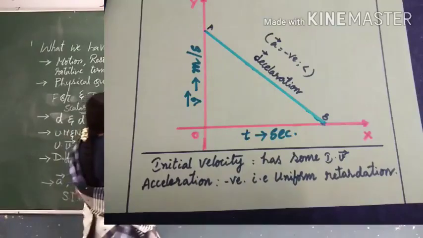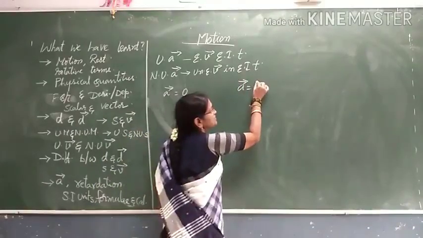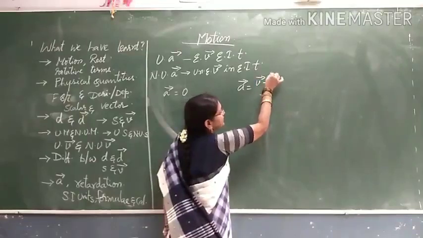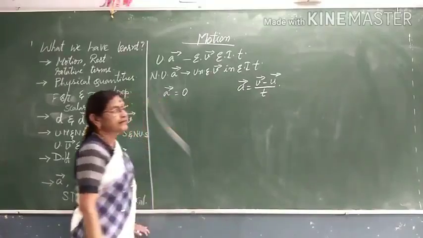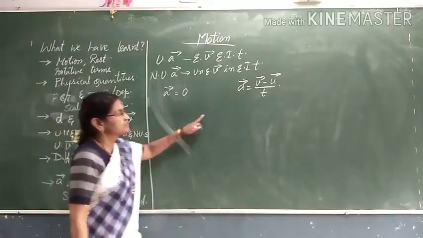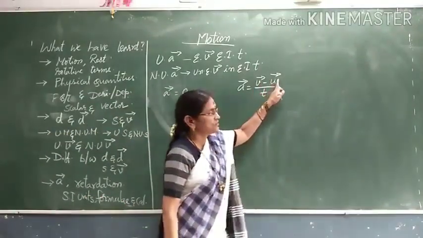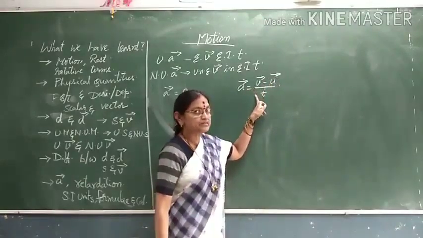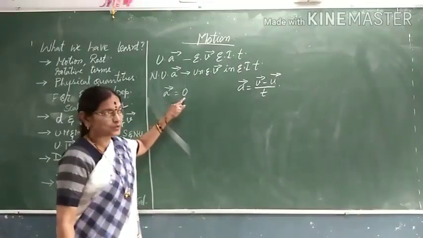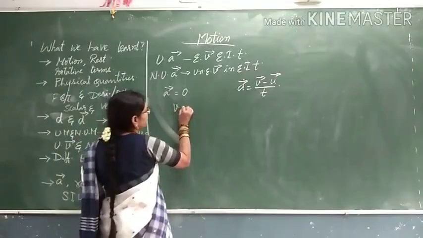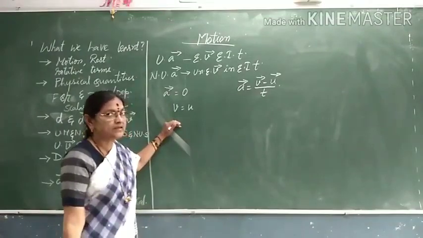Now coming to when acceleration is equal to 0. What is acceleration by definition? By definition, acceleration is equal to change in velocity, that is final velocity minus initial velocity, divided by time, that is the rate of change in velocity. That is called acceleration. So acceleration is change in velocity by time, that is (v minus u) by t, where v is the final velocity and u is the initial velocity. When will it be 0? When v is equal to u, then it is 0.